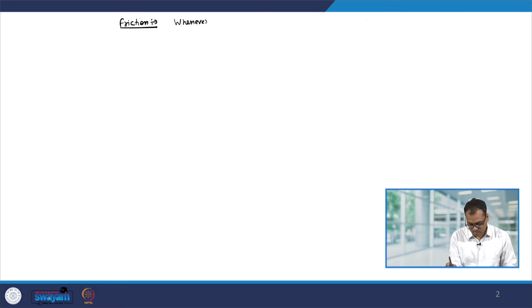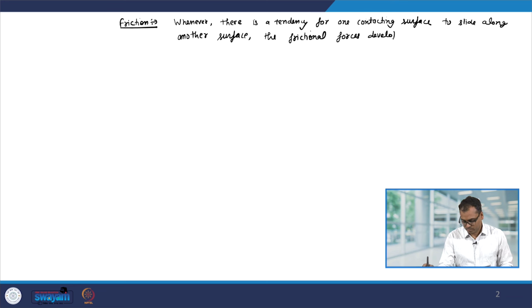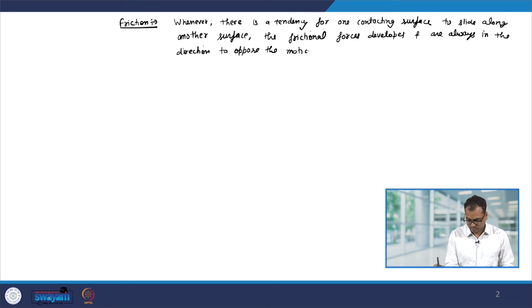Whenever there is a tendency for one contacting surface to slide along another surface, frictional forces develop. And these forces are always in the direction to oppose the motion.